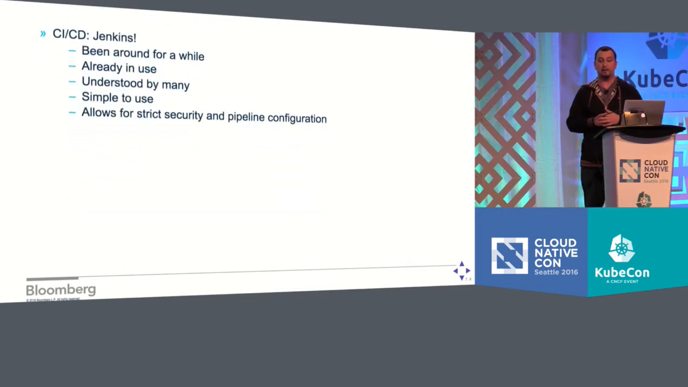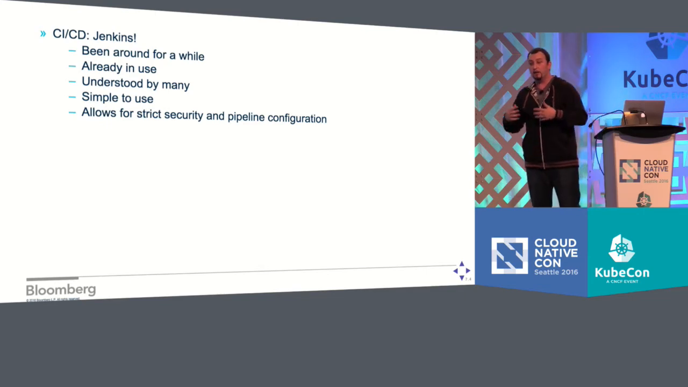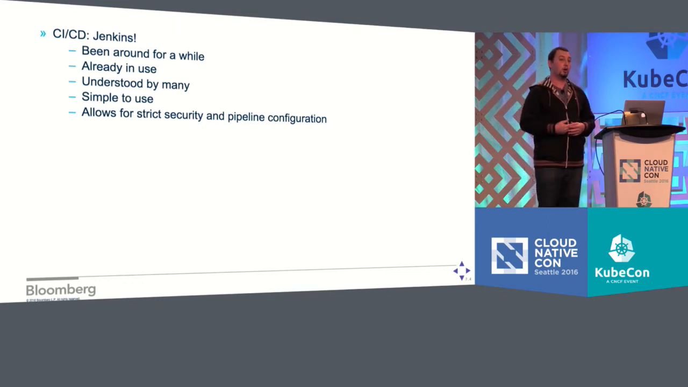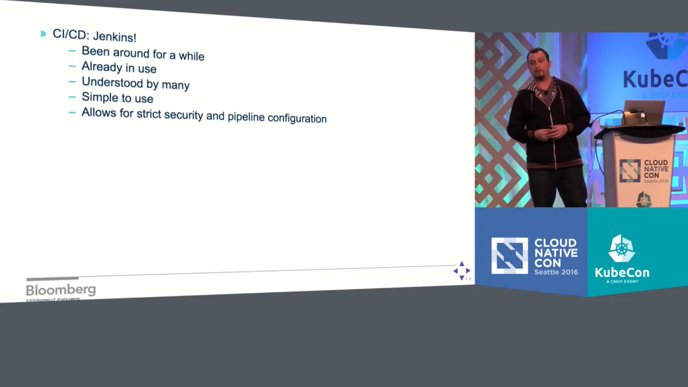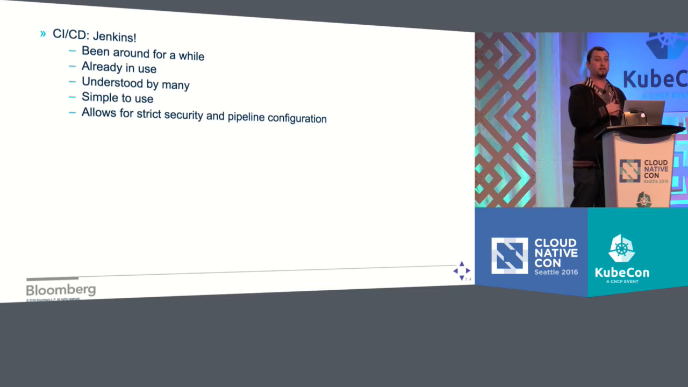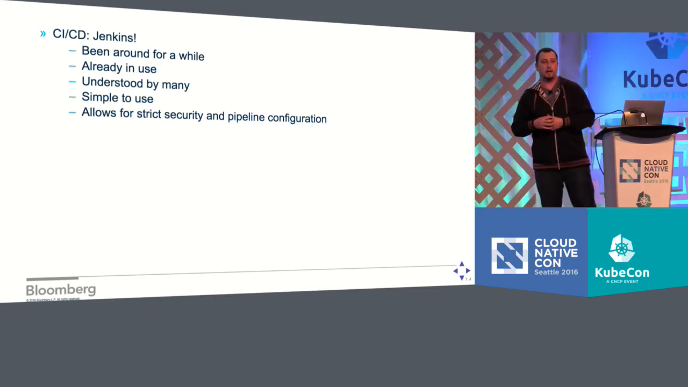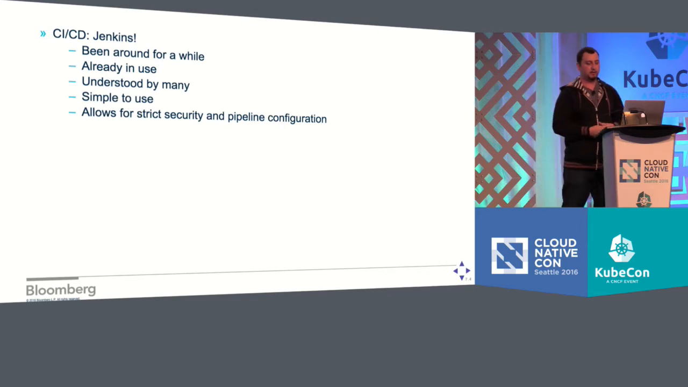For CICD, we're using Jenkins. A lot of people don't like Jenkins. Personally, I think it's a little clunky, but one of the advantages is it's been around for so long, developers are familiar with it, management mostly understands it, it's relatively simple to use, and allows for strict security controls and job creation and job management and access and authorization schemes.